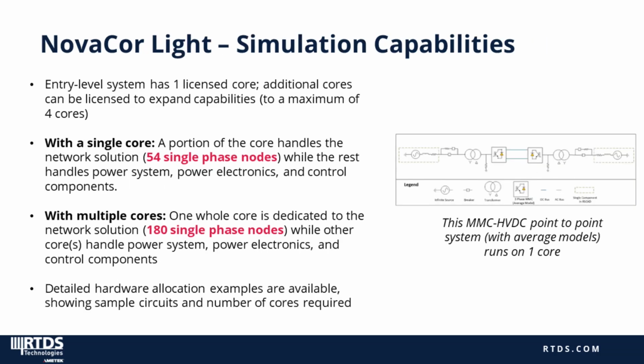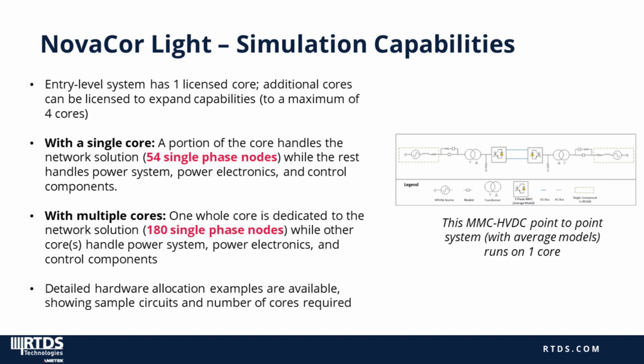Our most basic configuration of NovaCor Light will have a single licensed core. And with a single core, we are stacking our network solution, power system, and control components all together on the one core. When this happens, we can accommodate a maximum of 54 single-phase power system nodes.